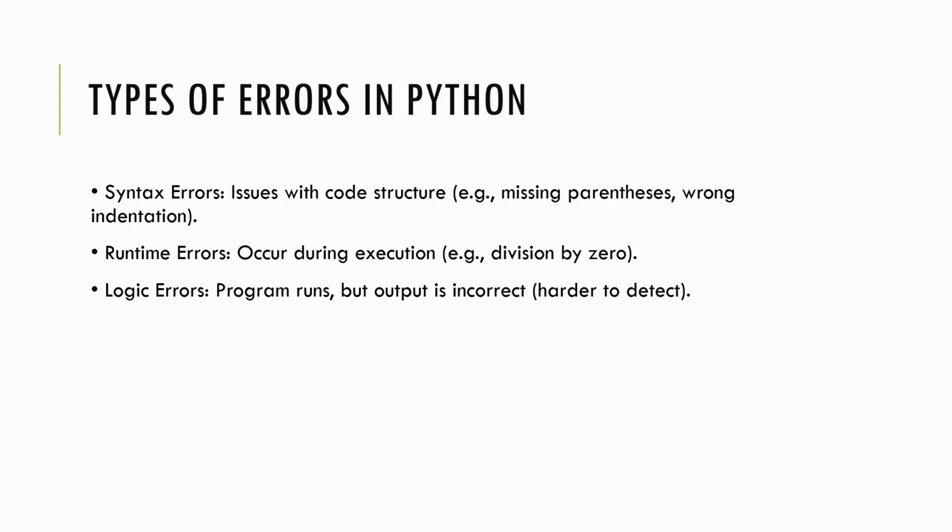First, let's understand the types of errors you might encounter in Python. There are three main categories. Syntax errors. These occur when there's an issue with the code structure like missing parentheses or incorrect indentation. Runtime errors. These happen during execution, such as trying to divide by 0 or accessing an invalid index. Logic errors. These are tricky because the program runs but produces incorrect results. These errors often require deeper investigation.